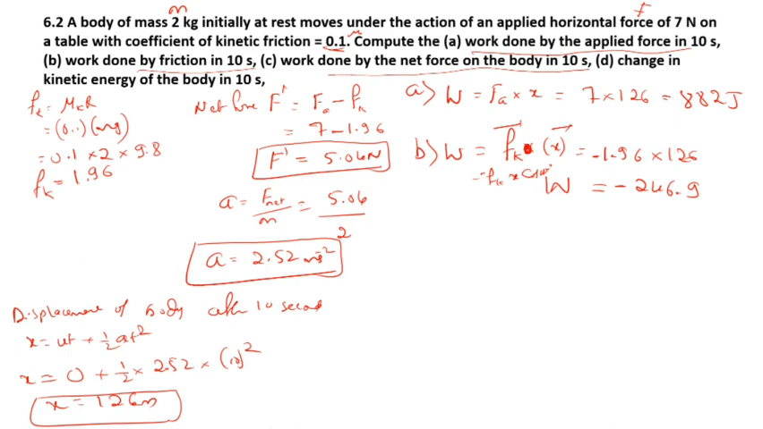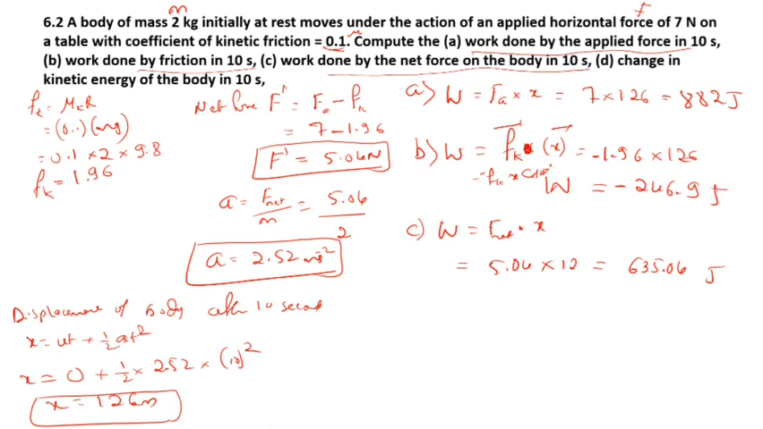And work done by the net force. Work done by the net force is F net dot the displacement. So net force, we have calculated that as 5.04, into the displacement 126, and the answer is 635.04, and this is in joule.